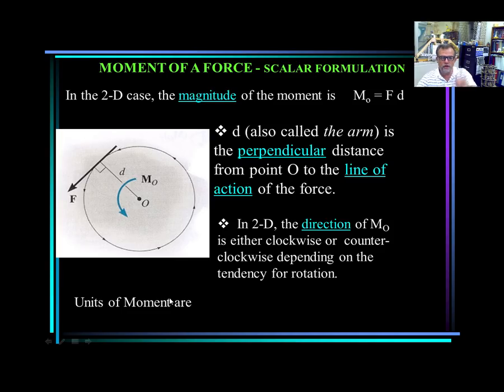And what are the units of moments? Once again, 5, 4, 3, 2, 1. Look, force times distance. So unit of force multiplied by unit of distance. That's going to be the moment, which, if you remember, is also torque.